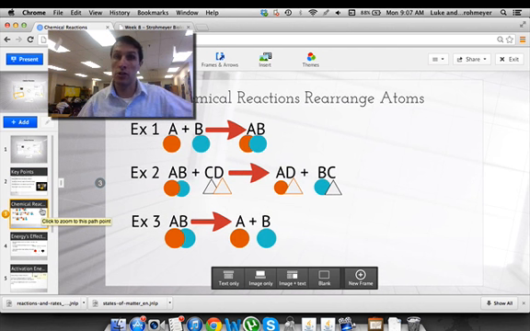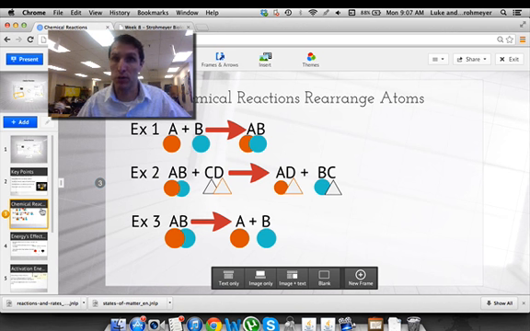Now, chemical reactions just rearrange the atoms. I have 3 different examples here. First, we have kind of an additive model. We have A and B, and we combine them to make AB. The little arrow in a chemical reaction means yields, or makes. So you can always say that A and B yields AB.